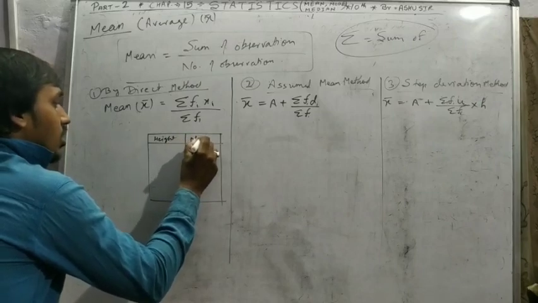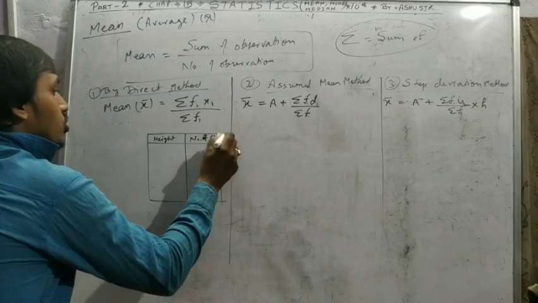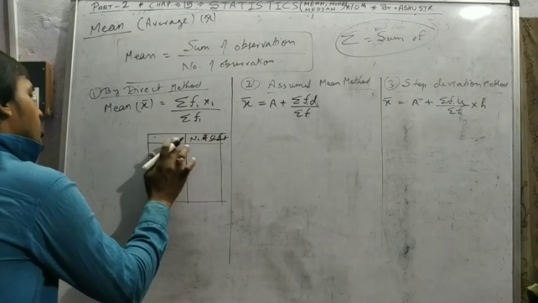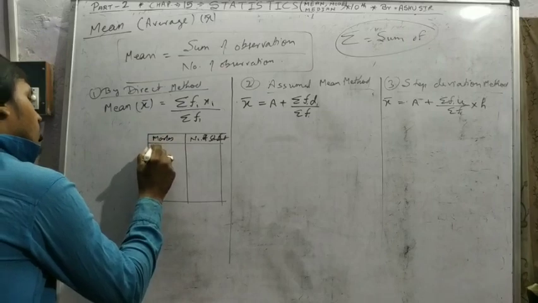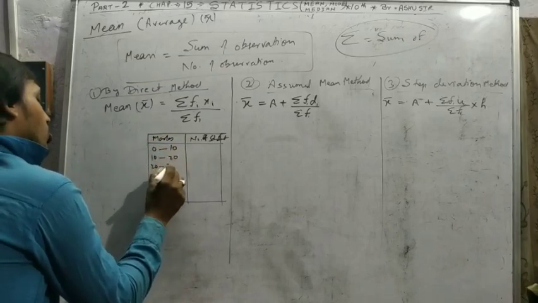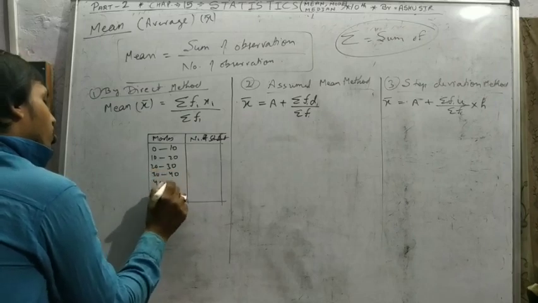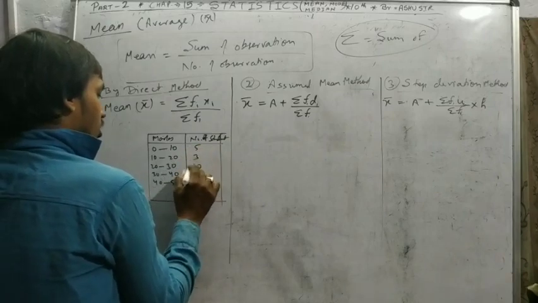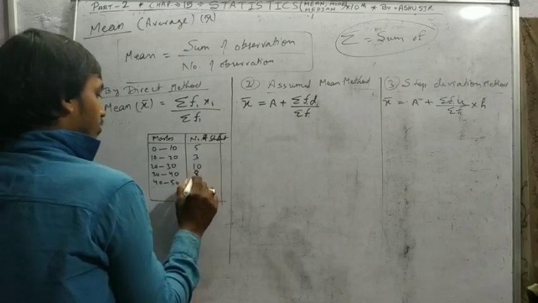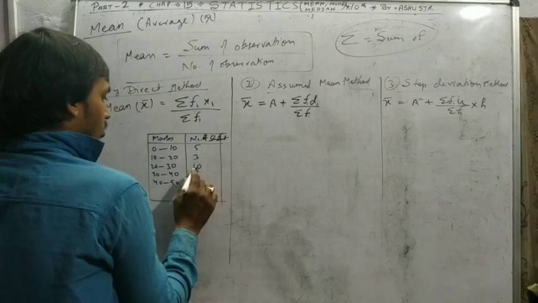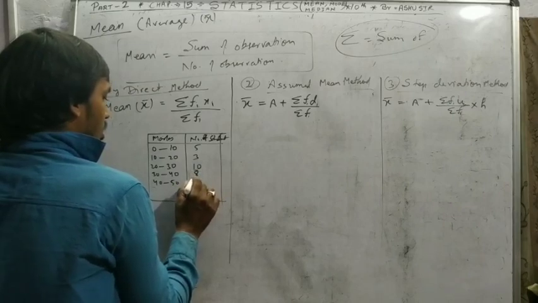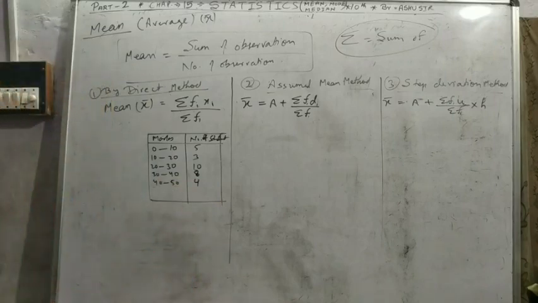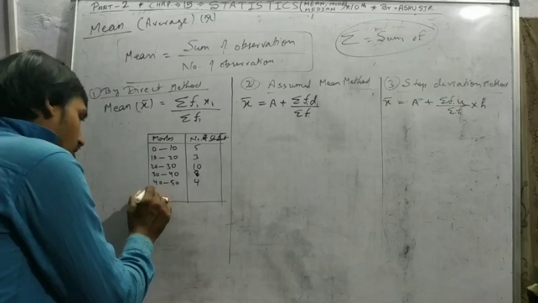The table has marks and number of students. Marks are 0 to 10, 10 to 20, 20 to 30, 30 to 40, 40 to 50, and the number of students are 5, 3, 10, 8 and 4. Okay, so this is the question.